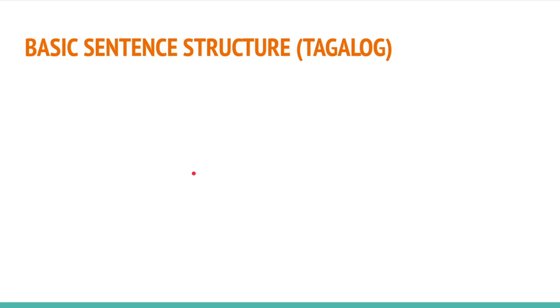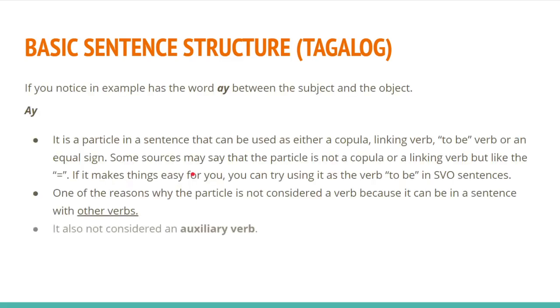Next, it is also not considered an auxiliary verb or helping verb, because the usage of "ay" is only like a linking verb, not an auxiliary verb. We know that an auxiliary verb is just used to add another verb to form a verb phrase. So "ay" is not actually a verb, just only a linking verb.